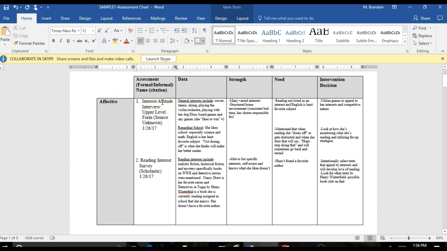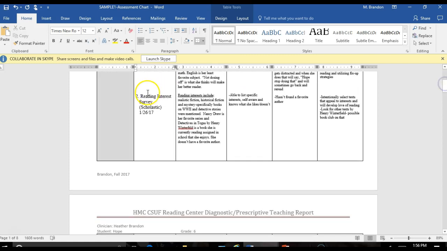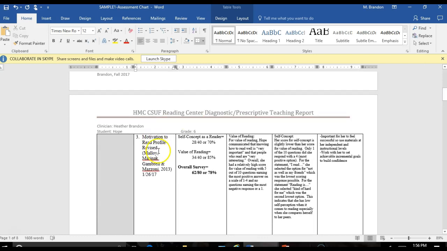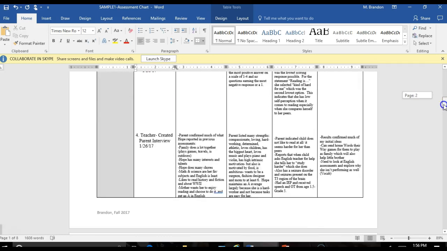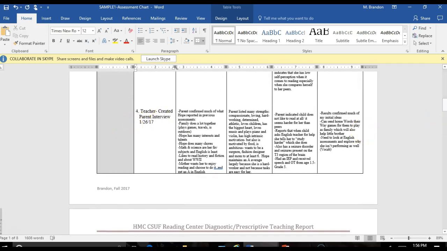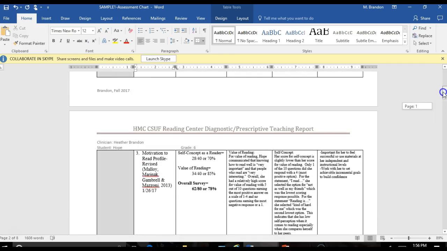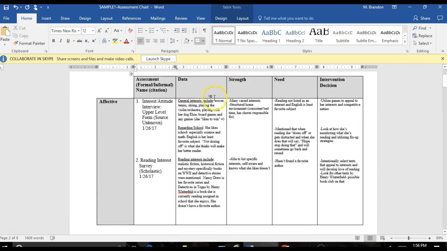So at that time I did an interest attitude interview. It's called an interest attitude interview. I believe it's in the resource folder. The source is unknown. I retrieved this from somewhere. Who knows where? I know it was from a text of sorts, but it's been a long time ago. So the source of this is unknown, unfortunately. The reading interest survey is the Scholastic one. I also did the motivation to read profile, the revised version, the 2013 version, and then I did a teacher-created parent interview form.